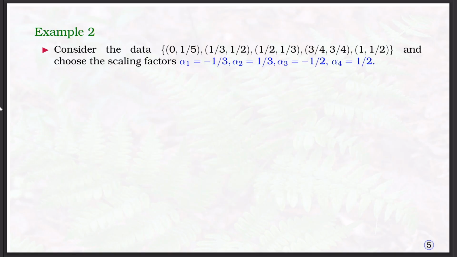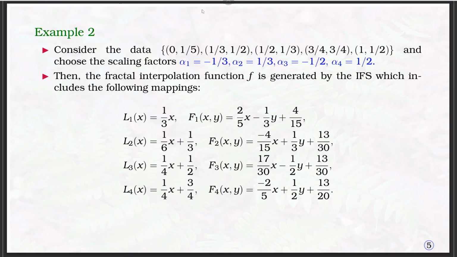Now, in the next example, consider the data point here and choose the scaling factor. In the previous example, in all the intervals we fixed the alpha i values, all equal. Here there are 5 data points, therefore 4 intervals. In each interval I am choosing a different scaling factor. Then you can see the corresponding iterated function system given here.